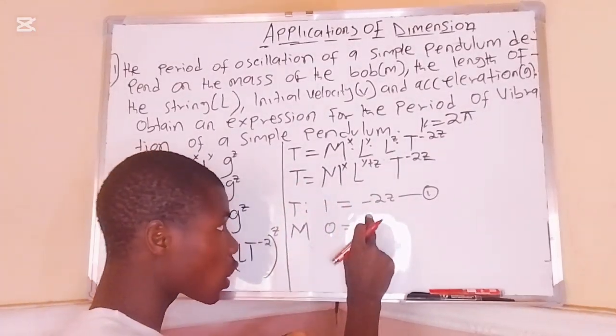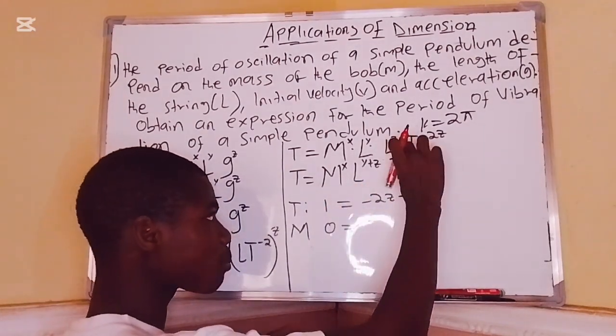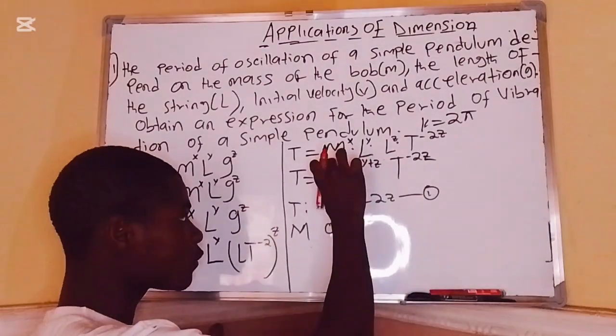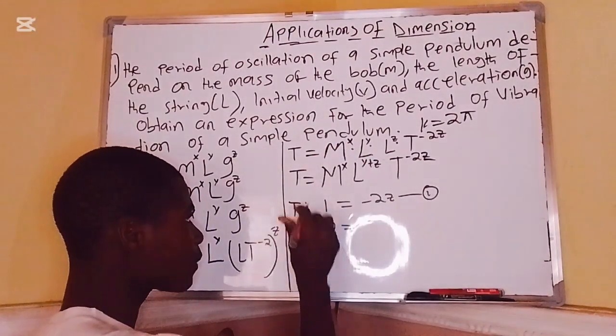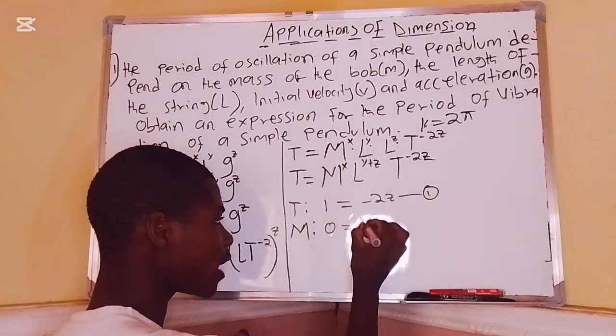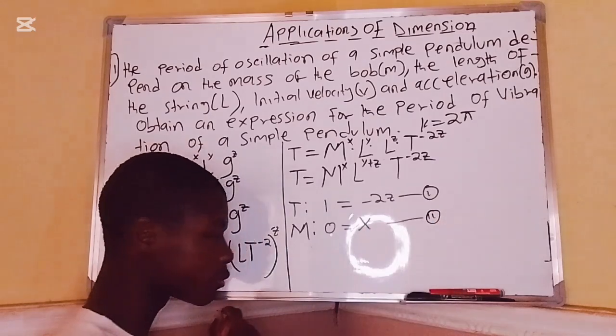And this should now be equal to 0, because I don't have t here. So here I have t, so I'll just pick the coefficient. For m, here I don't have m, so it should now be 0. Here I have m, so it should now be x. This should now be equation 2.